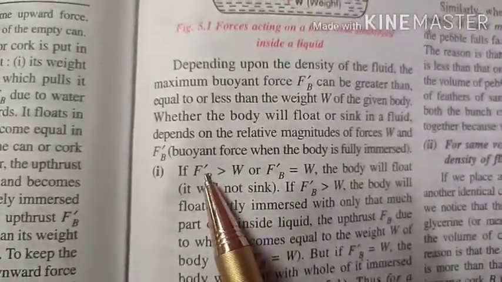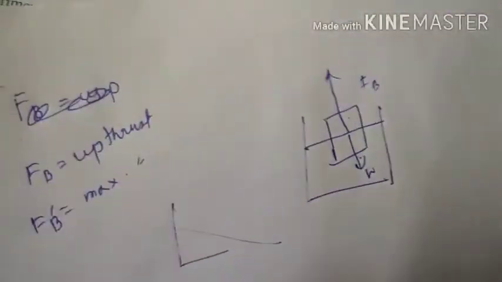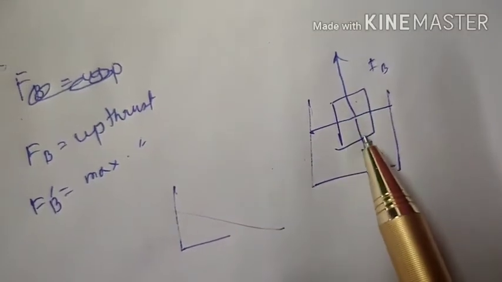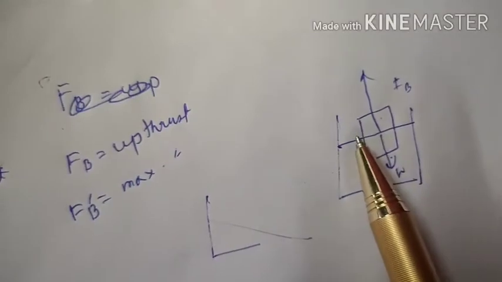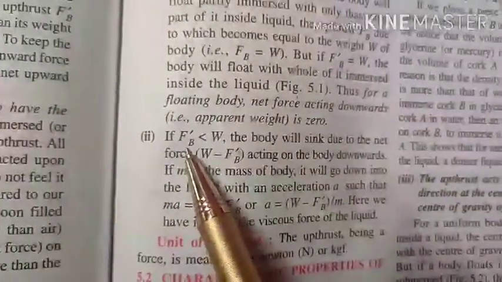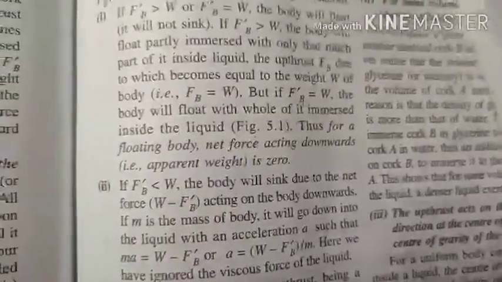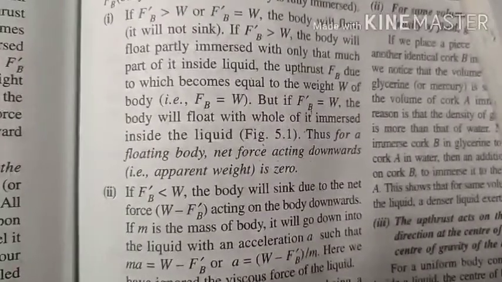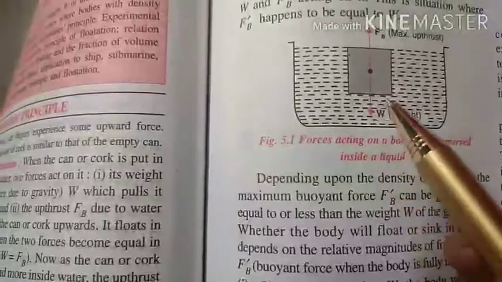In the second case, when the maximum upthrust is greater than the weight of the body, the body will also float, but some part of the body will be immersed inside the liquid and some part will be above the surface of the liquid. That's the only difference. The third condition is when the maximum upthrust is less than the weight of the body. In that case the body will go down; the body will sink.